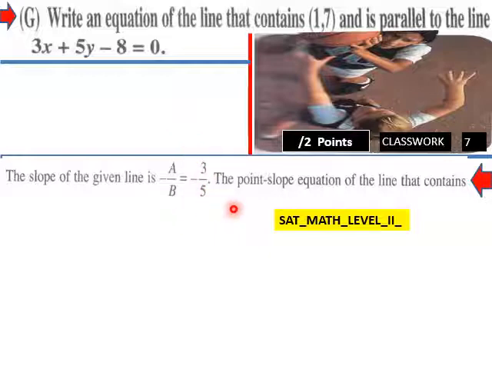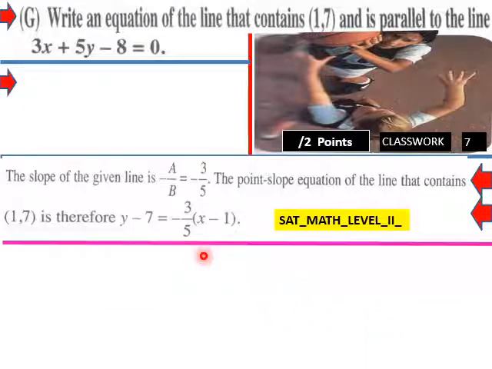That'd be our slope. So we know that the point-slope equation of this line, which contains (1, 7), is therefore y minus 7 equals -3 over 5 times (x minus 1). So there you go. That would be your point-slope equation of that line.